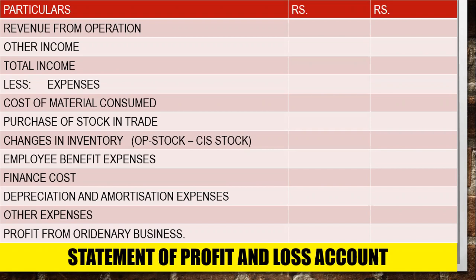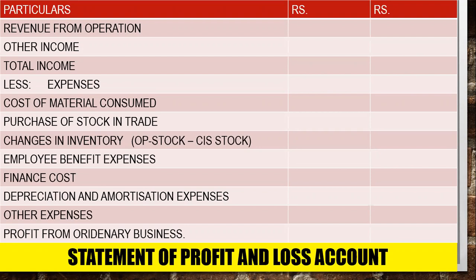After that, you have to deduct your expenses. The first is cost of material consumed in the business. What was the cost of the material you consumed? You have to write it in the inner column, because these are expenses. Under this head there are about 4 or 5 expenses. You have to write them in the inner column, then we'll total them and put the total in the outer column.